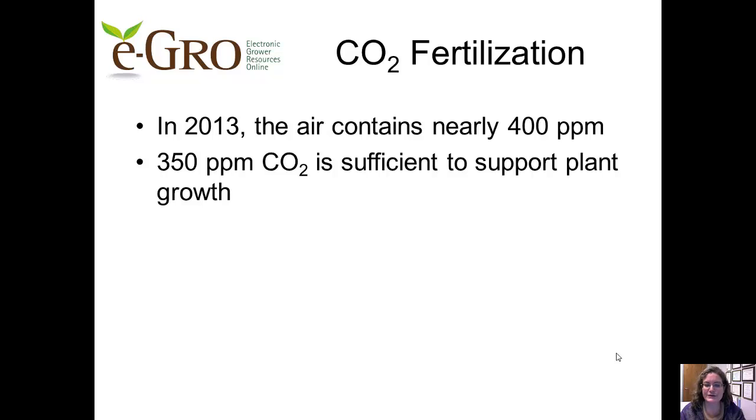In 2013, the air contains about 400 parts per million carbon dioxide, and about 350 parts per million CO2 is sufficient to support plant growth. So it would be reasonable to think then that we don't need to worry about providing plants with carbon because they get what they need from the air. And for the most part, that's true. But there are two ideas that I want to share with you regarding why CO2 fertilization may be necessary.